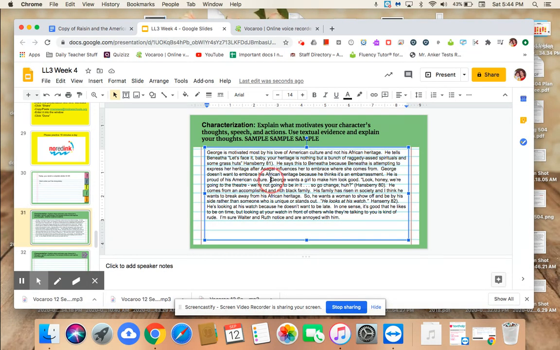So then my next one was here. George wants to make, okay, so I need to add a transition here. So I'm going to say, in addition, George wants a girl to make him look good. And he sees Benita. He says, ooh, when he sees Benita all dressed up in her African robes, he says, look, honey, we're going to, he comes from a culture, he wants this woman to show off as well, and you can stand out.